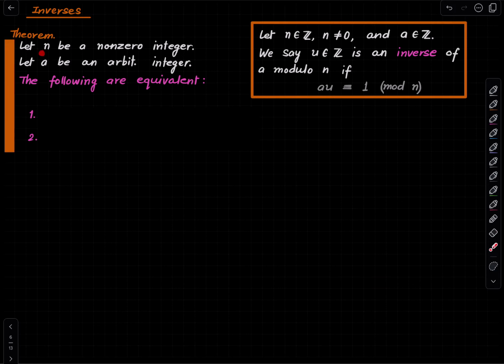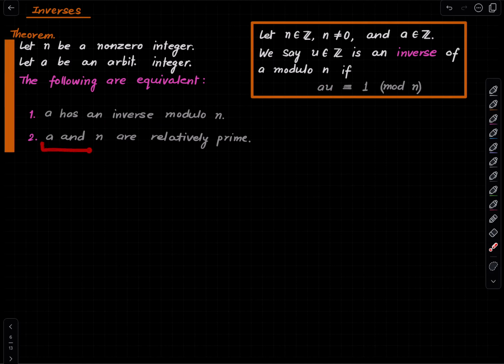And here is the thing. Suppose, again, n is a non-zero integer, a is some arbitrary integer, then the following two things are equivalent: one is that a has an inverse modulo n, meaning there exists such a u, and the other is that a and n are relatively prime. And this is just an immediate consequence of Bezout's theorem. If a has an inverse modulo n, then a and n are relatively prime. That should be clear to you by now.